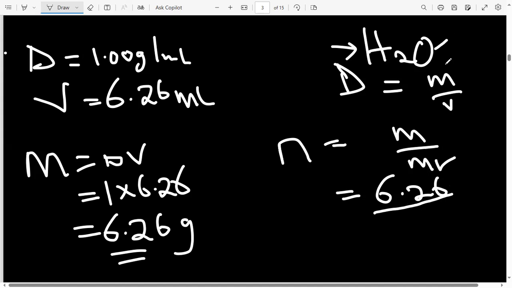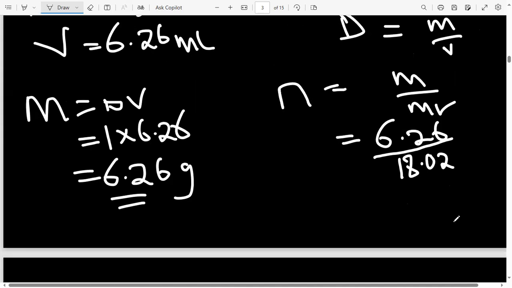So you add the molar mass of oxygen, which is 16, plus 2 of the molar masses of hydrogen. So it will be 2 multiplied by 1.01. Okay, so multiply this and then add the 16, we get 18.02. Okay, so let's divide this in order to get the moles of what? Water.